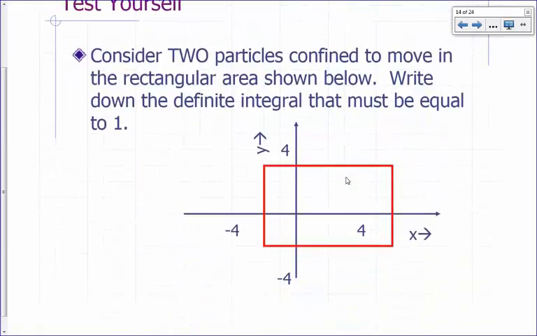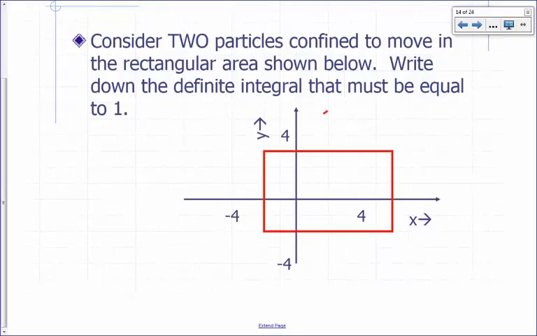Let's take a look at this question right here. Let's say this time you have two particles confined to move in a rectangular area shown below. Right? The definite integral must be equal to 1. This time we have two particles.